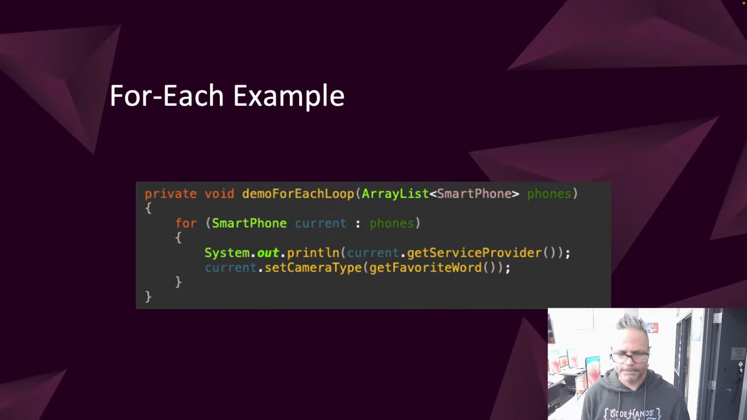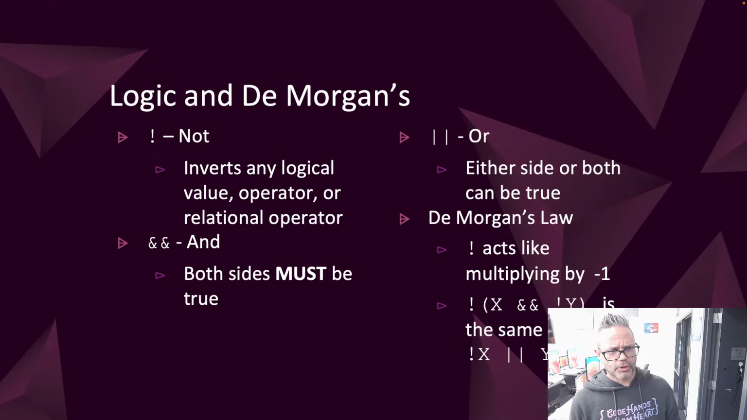I thought so too. So, logic and De Morgan's law. First, we have the exclamation point as the not operator. This inverts any logical value, logical operator, or relational operator. So it's going to take whatever it is and turn it to the opposite. So if it's and, it becomes or.